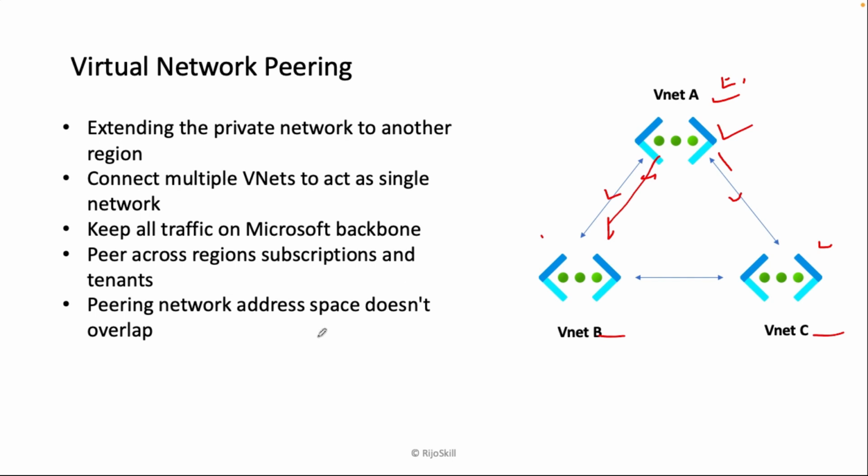And the peering network address spaces must not overlap. That is one of the important things. For example, if your virtual network A has the address space 10.0.0.0 and another VNet C has the same address space, this will not be allowed for peering. So be careful every time, because your virtual network address spaces cannot overlap.